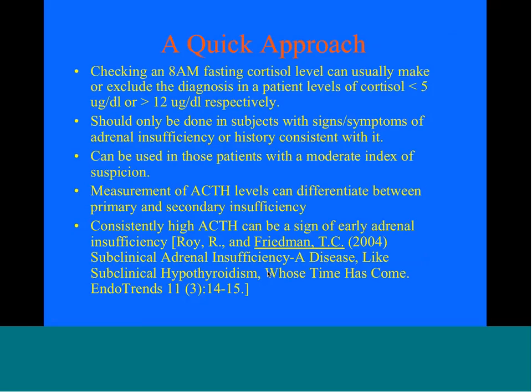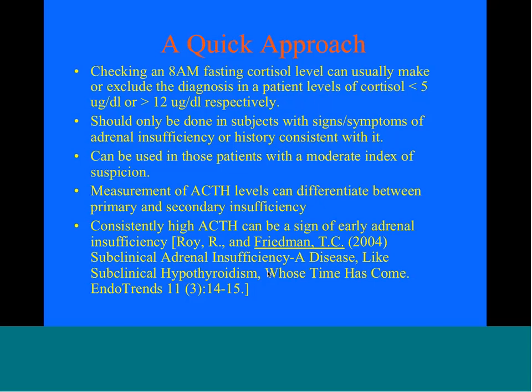Most of the time you can check an 8 a.m. fasting cortisol level. Cortisol does go up after meals, so it should be fasting, and 8 a.m. is when it's usually around the lowest. If somebody has a cortisol level less than 5, they're most likely to have adrenal insufficiency or glucocorticoid insufficiency. If it's greater than 12, most likely they don't. If it's in between there, then you have a gray zone and you need to do further testing.